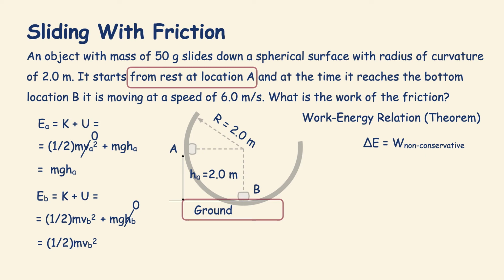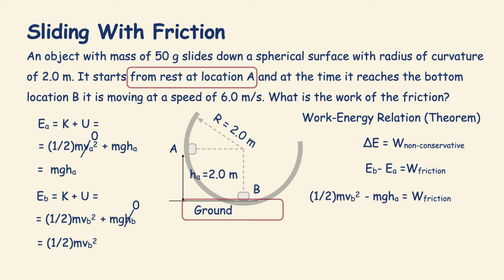I will write here that delta E is going to be equal to the work of the non-conservative forces. Remember here, non-conservative forces refers to all forces except for gravitation and the elastic force of a spring, at least in physics 1. For our particular example here, the work of the non-conservative forces will be simply the work of friction. So I can write that the difference between the mechanical energy at location B, which is our final destination, minus the mechanical energy at location A, which is our original location, has to be equal to the energy that the friction has removed from our system. Here it's called the work of friction.